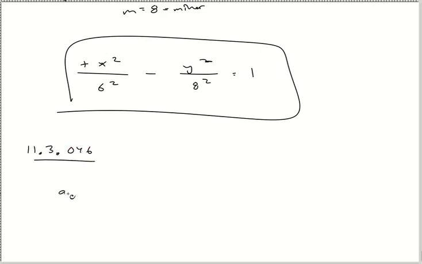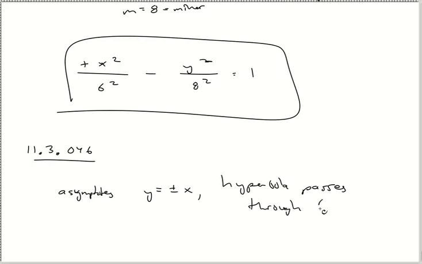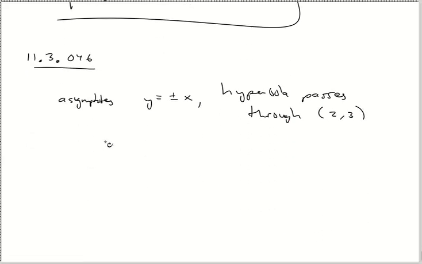113046. They give me asymptotes of y equals plus or minus x. They say this is a hyperbola that passes through (2, 3). This is a brand new kind of problem. They say, go, figure it out. What? This is like really not understanding anything.